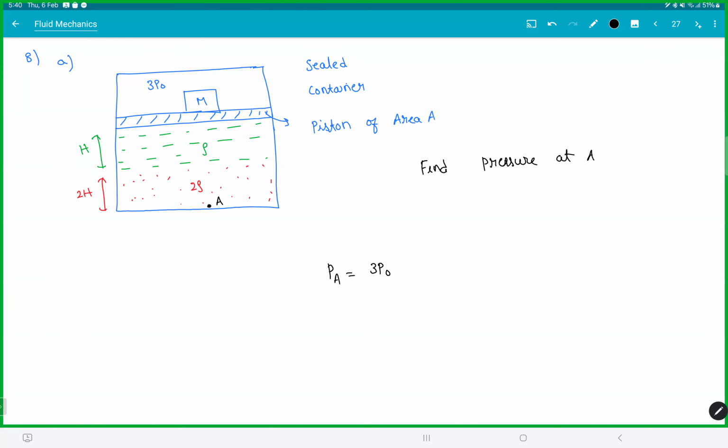What is pressure? Force by area. So how much force does the block give? mg. On how much area? A. So the block's pressure is mg by A. Then the liquid is giving pressure rho gh. Then the second liquid is giving pressure 2 rho g 2h. Easy? You just have to find the pressure due to each one, and remember pressure is a scalar, it just adds up. Got this? Next one. That's an easy one.